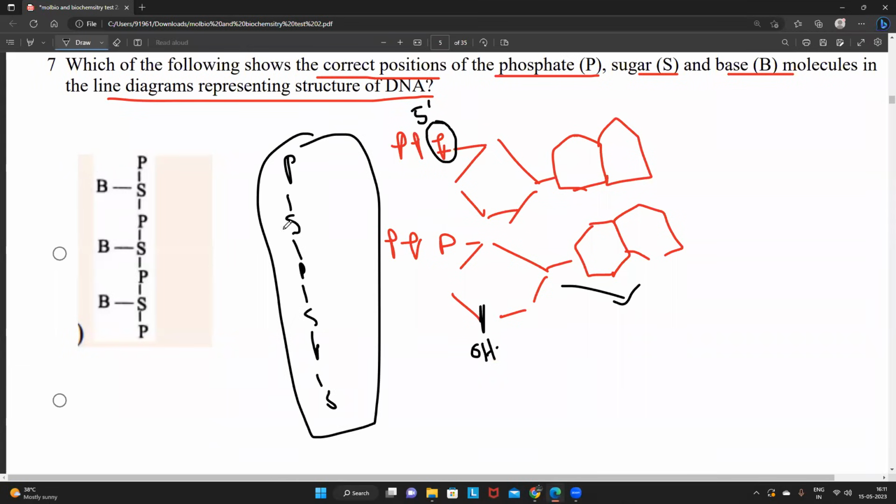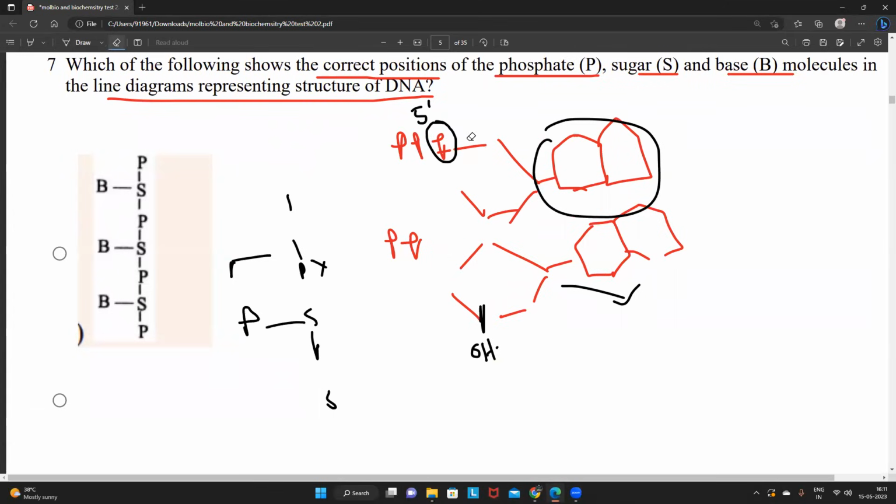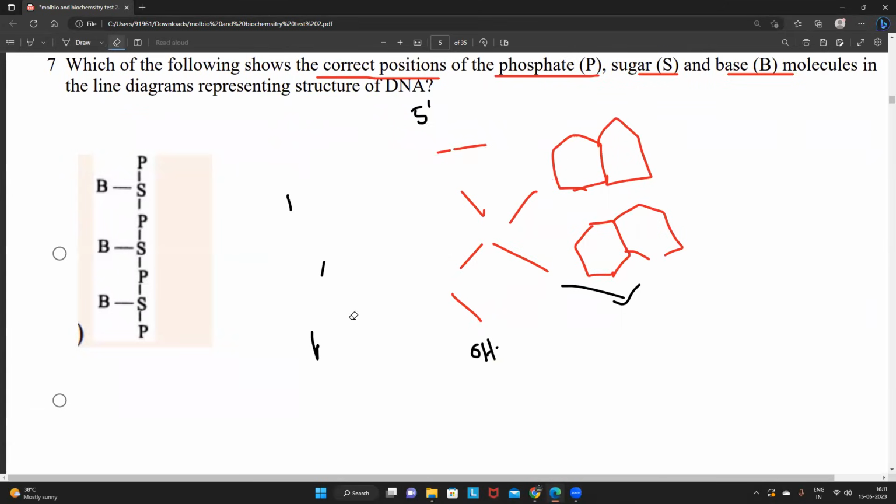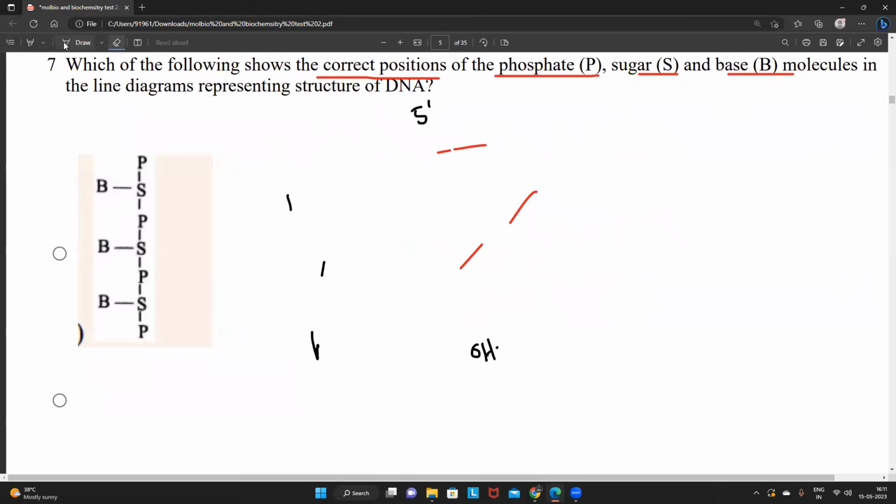You know, right? Always to the sugar, base will be attached. To the phosphate, never ever will base be attached. Every student knows that. Only to the sugar, you can see, right? Only to the sugar is the base getting attached, undoubtedly. So what will be the right answer here? Option 1 is the correct answer.